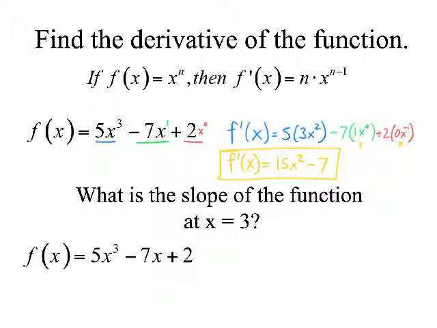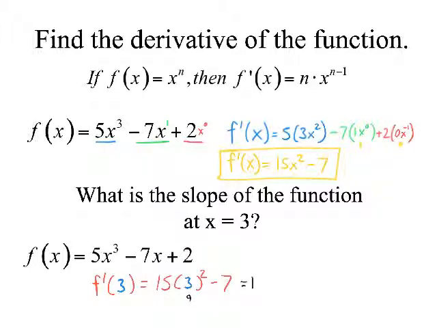So let's find the slope of this function at 3. Well, since we have the derivative function, we can now find the slope at 3. So what we're going to do here is we're going to find f prime of 3. So we're going to put little blanks here. Our derivative is 15x squared minus 7. And what we're plugging in is 3. So we're taking the derivative function. We're going to plug in 3 repeatedly. So this right here becomes a 9.